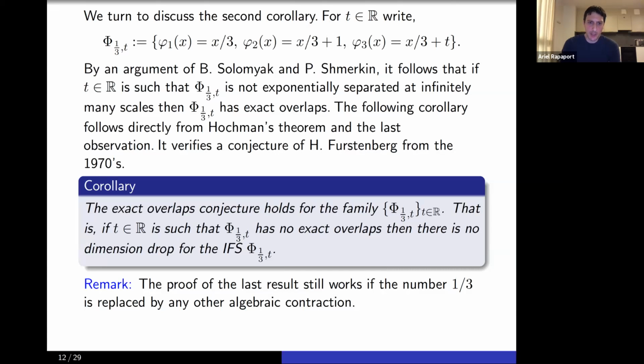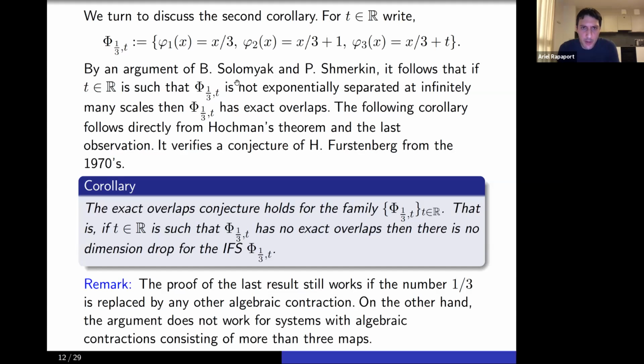And so, as I said, this also holds for general systems with 3 maps and algebraic contractions. On the other hand, this observation of Solomyak and Shmerkin is not true anymore if you look at systems with algebraic contractions and more than 3 maps.